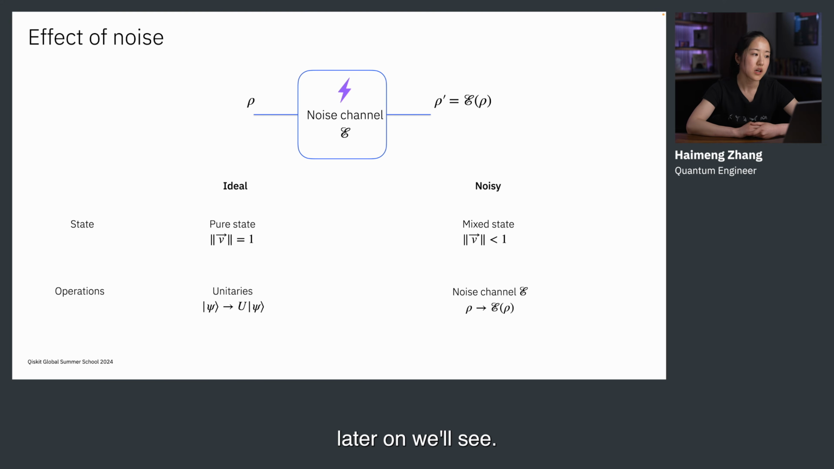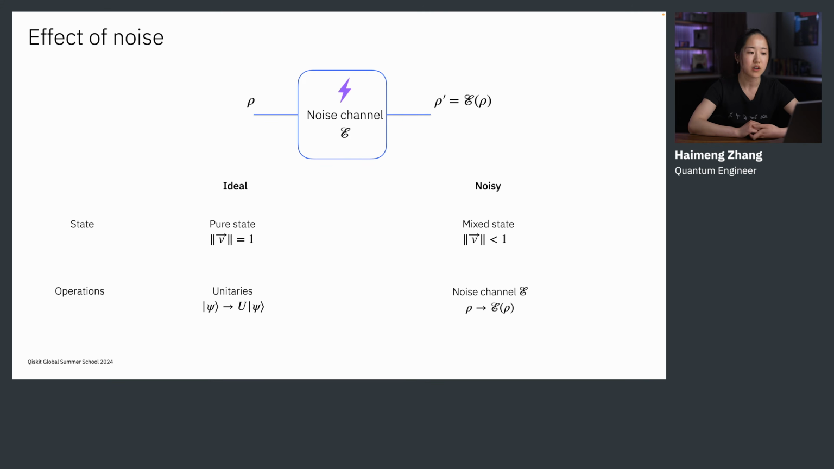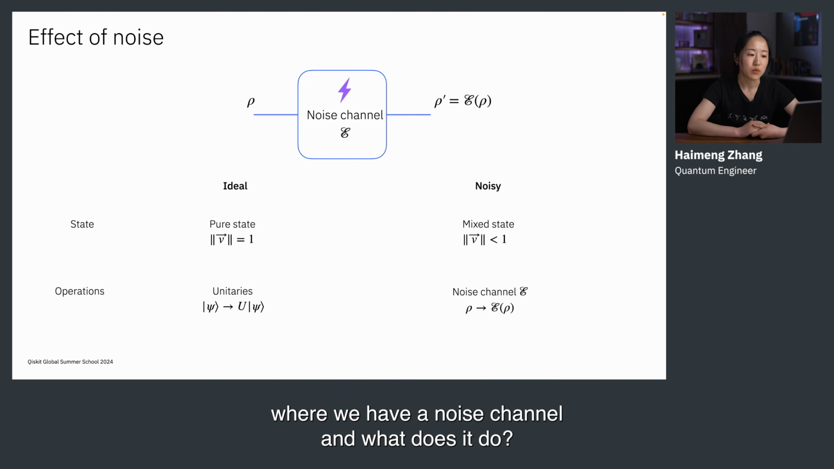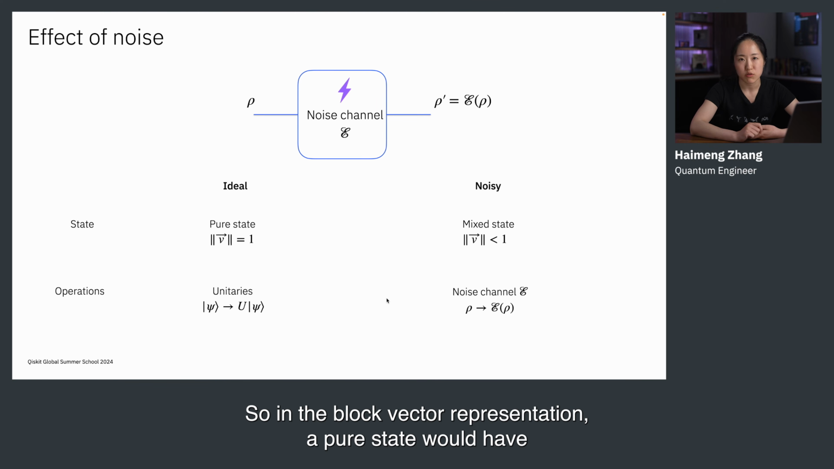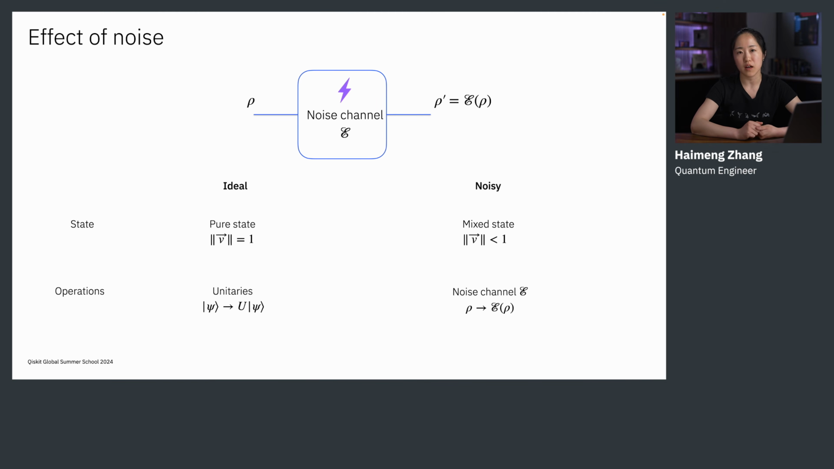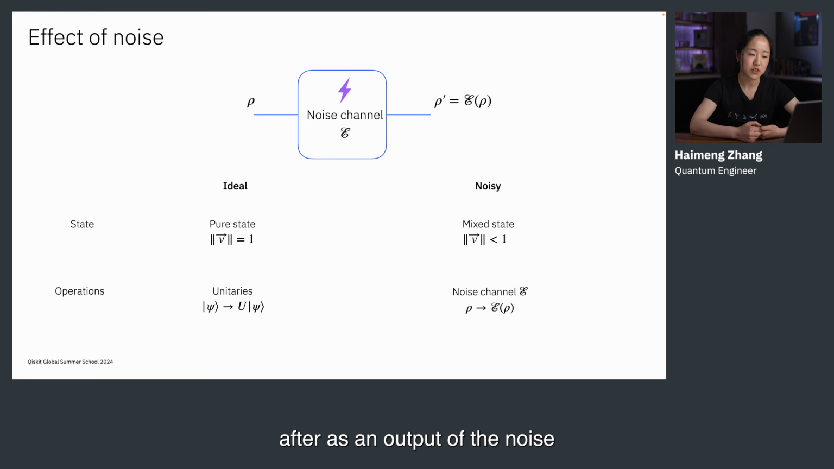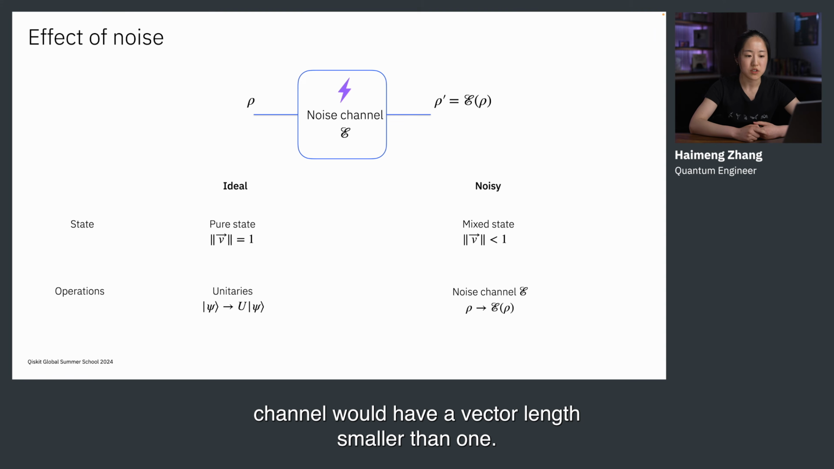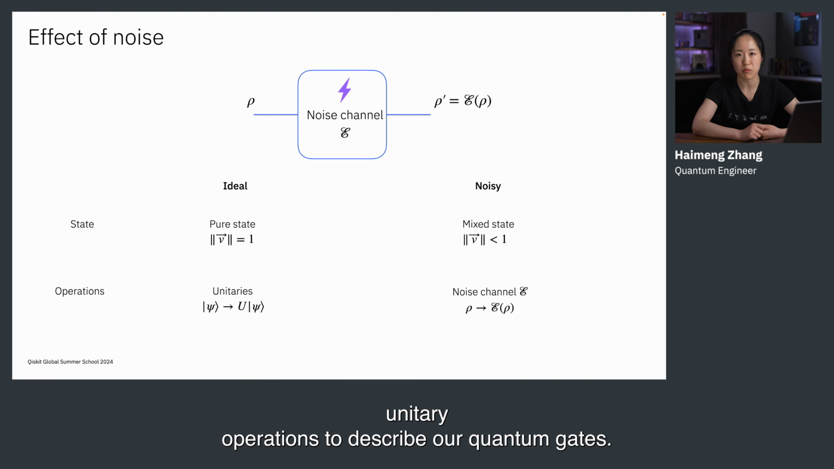Later on, we'll see the effect of noise can be very well encapsulated in this picture, where we have a noise channel. And what does it do in general? A noise channel brings a pure state into a mixed state. So in the Bloch vector representation, a pure state would have a vector length of 1, whereas a mixed state, as an output of the noise channel, would have a vector length smaller than 1.